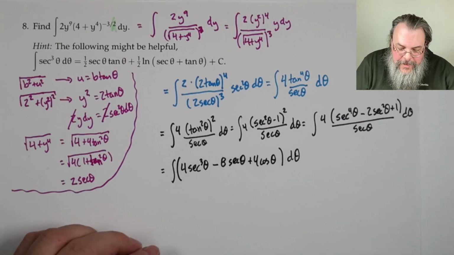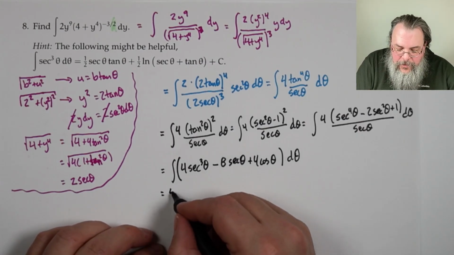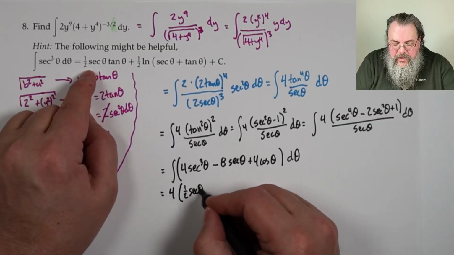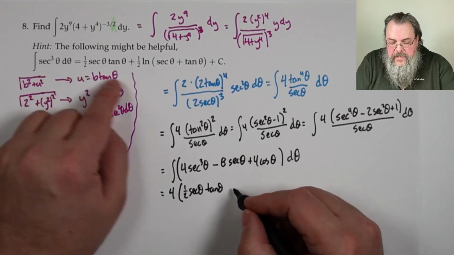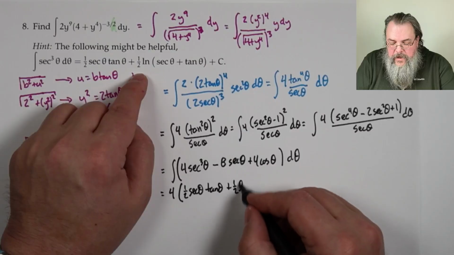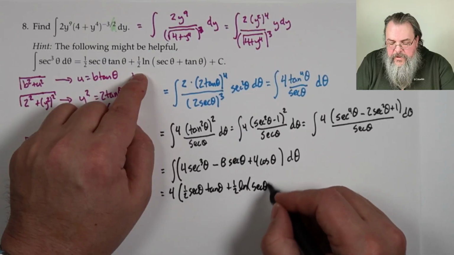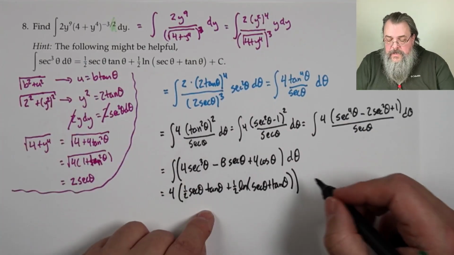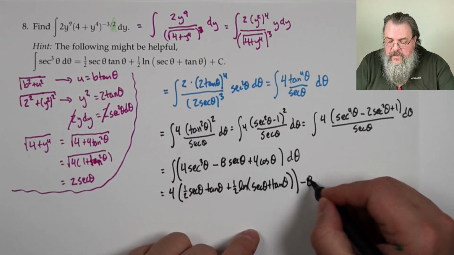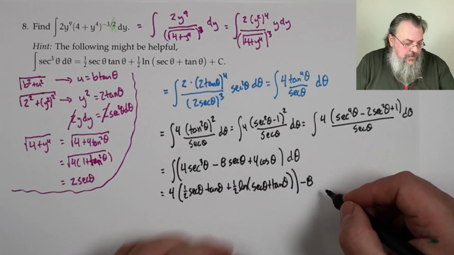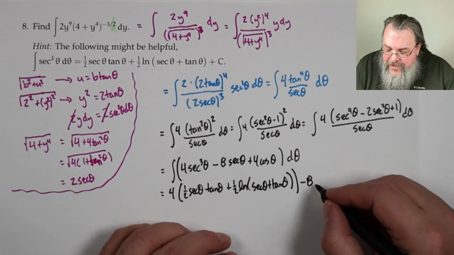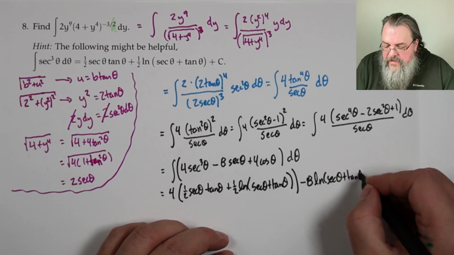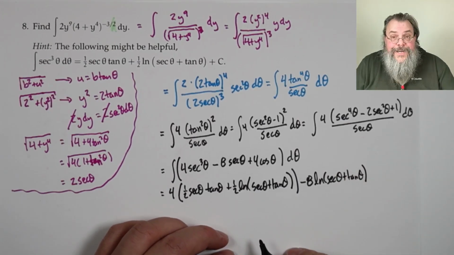So here we go. This equals 4 times 1/2 secant theta tangent theta plus 1/2 log secant theta plus tangent theta. Okay, so that's the first term. Minus 8. And what's the integral of secant? Well, it's in the formula sheet, but it turns out it's log secant theta plus tangent theta.